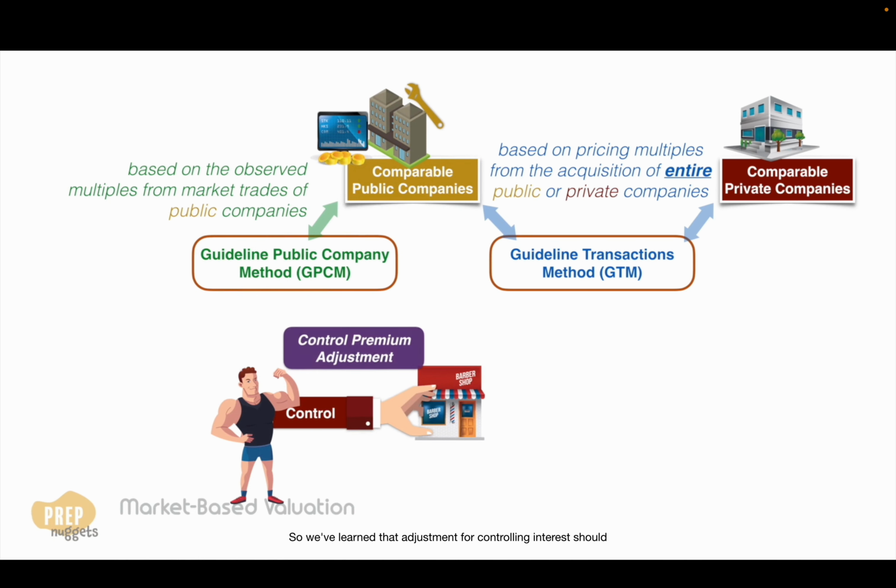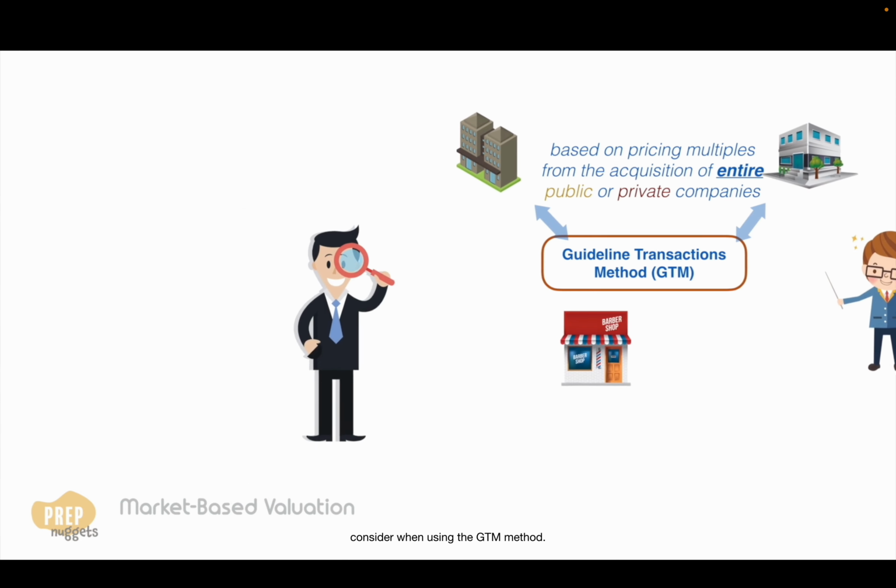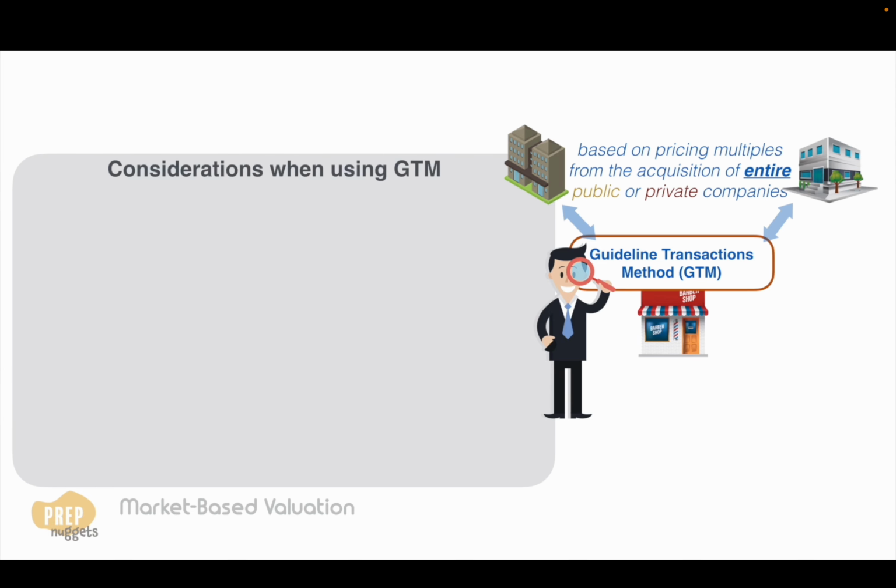So we've learnt that adjustment for controlling interest should be applied to the guideline public company method if appropriate. But how about the guideline transactions method? If you think about it, the GTM method compares against acquisitions of entire comparable companies, so the acquisition price should have already incorporated control premium. As such, control premium should not be added again for GTM. However, there are other issues that the valuator should consider when using the GTM method.